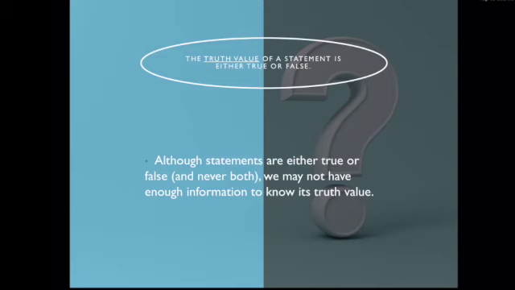The truth value of a statement is either true or false. Okay? Statements are either true or false. They're never both. And we may not have enough information to know the truth value, and that's okay, right? We could say there are 10 to the 25 atoms in the universe. Is that true? I don't know. We don't know if it's true or false. So that's something to keep in mind.